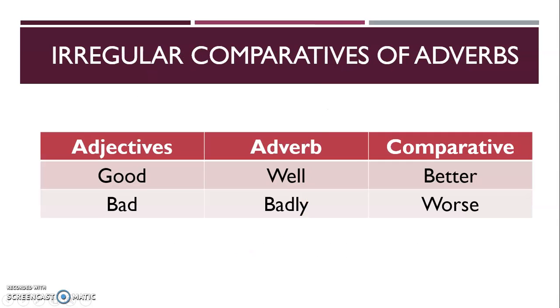Alright, so next, the same like how we change the adjectives to adverbs, for the comparatives of adverbs we also have a few irregular ones. For example, the adjective good, the adverb is well, but when we write it in a comparative form, we use the word better. Okay, bad, the adverb you plus ly, badly as usual, but then when it comes to the comparative we use the word worse. Okay, right.